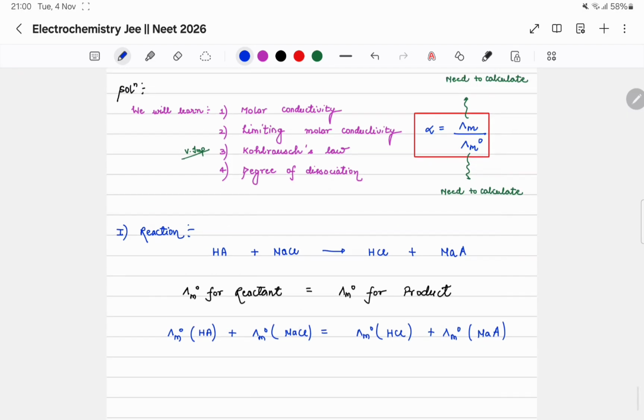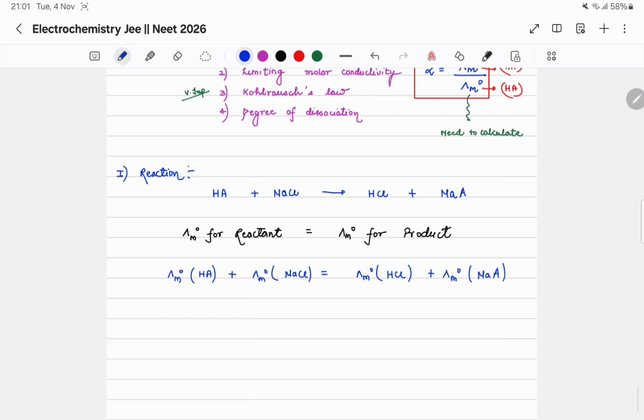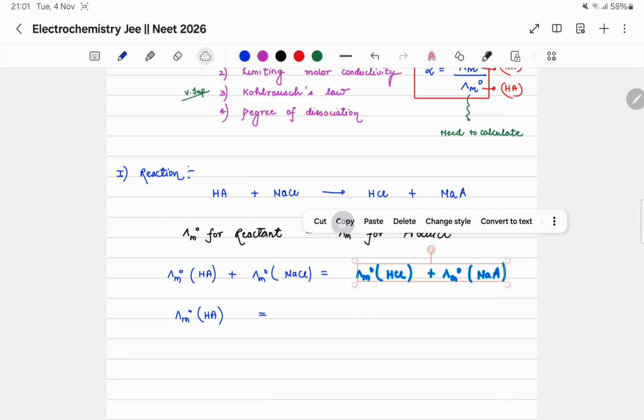Now the examiner is asking, we have to calculate lambda m naught for HA only, and lambda m again we have to calculate for HA only. So keep HA on the left-hand side and the other things you can transpose. So lambda m naught HA will be equal to what? This same part will come. So rather than writing, let me paste it.